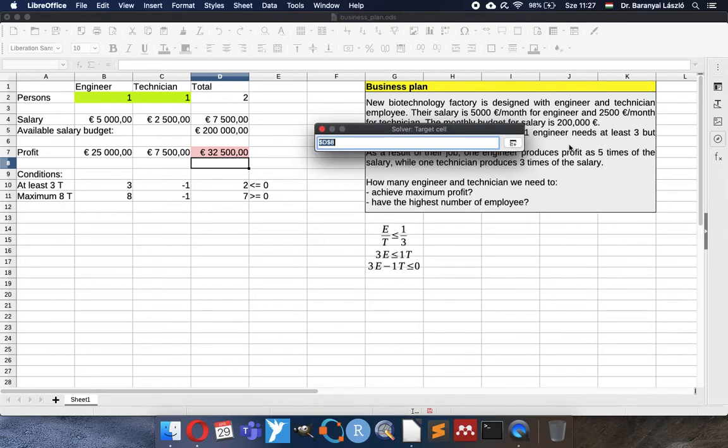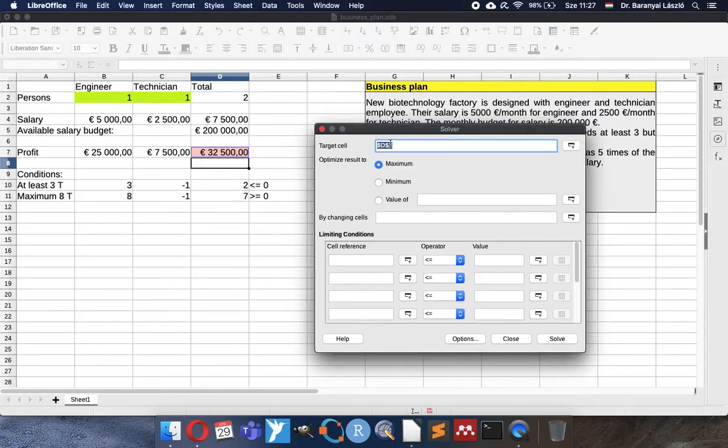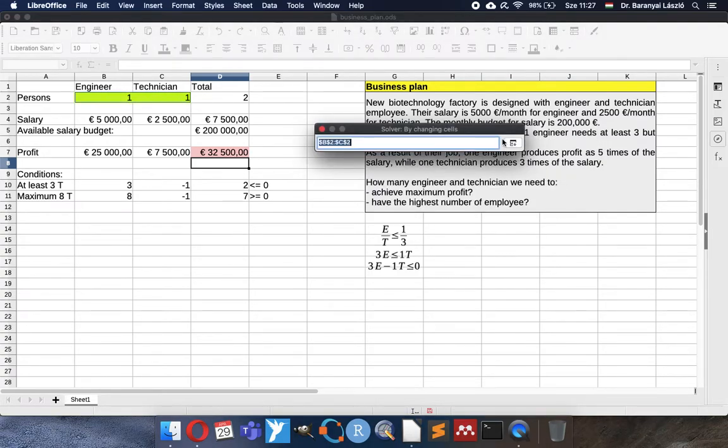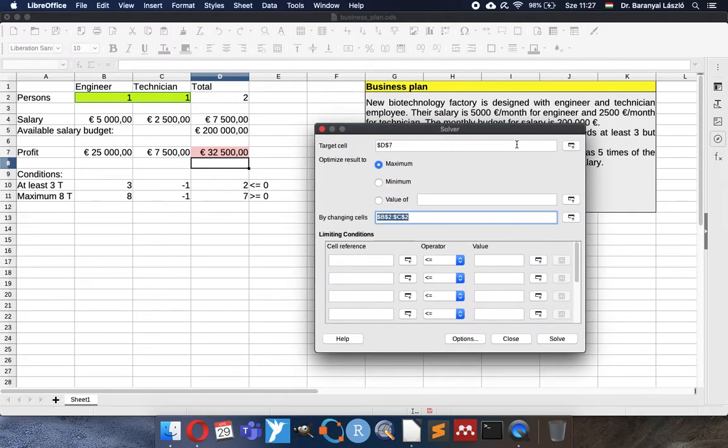The target cell we have to choose is the profit. We want to have the maximum profit, so I want to optimize to reach the maximum. It is set up, okay. And what can I modify to obtain this goal? I can modify the number of people I want to employ in this factory. So these are the 3 basic things we always have to adjust in the solver.